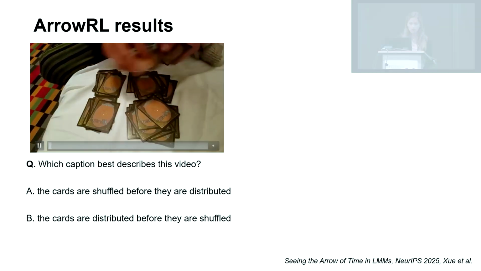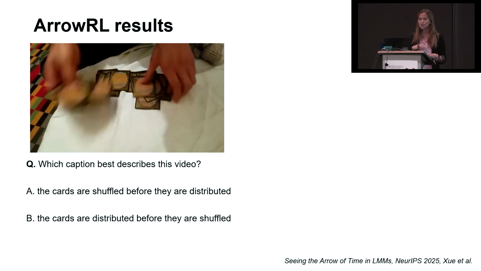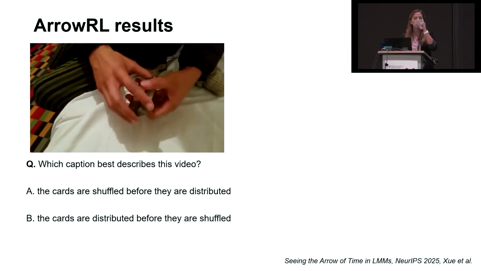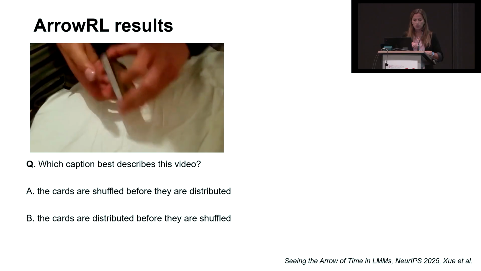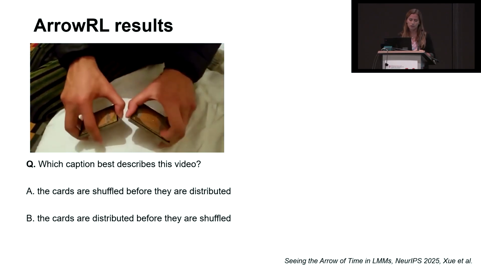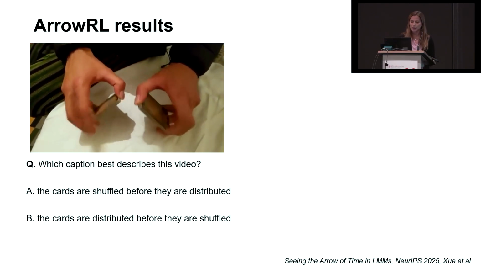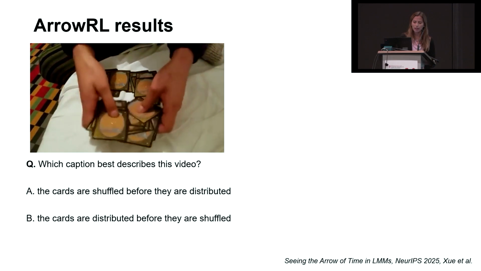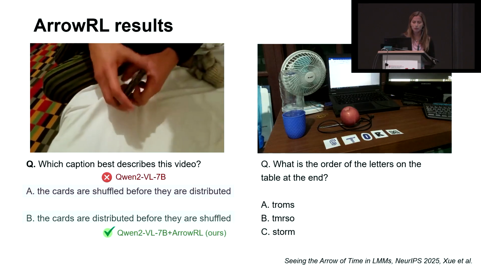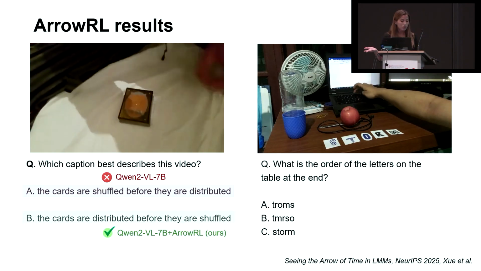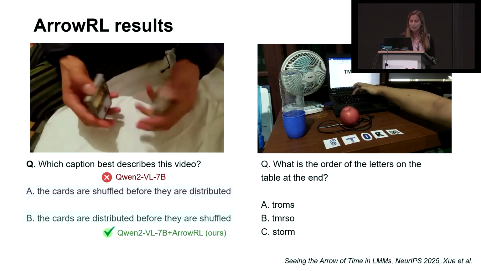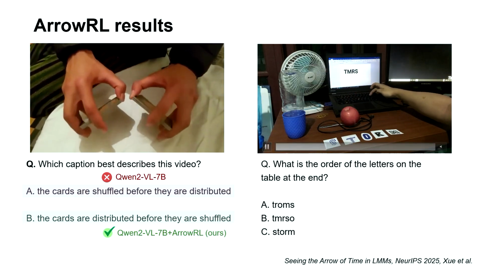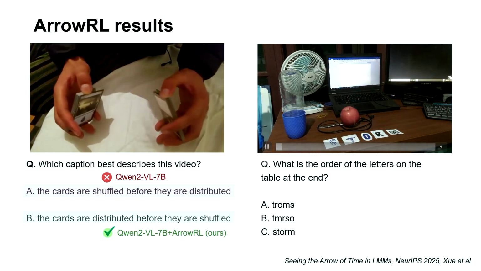Here's one. Pay attention to what order the person does things in this video. So did they distribute first, or did they shuffle first the cards? Again, if we ask the base model, well-trained, the answer would be that they were shuffled and distributed, but in fact, it's the reverse.